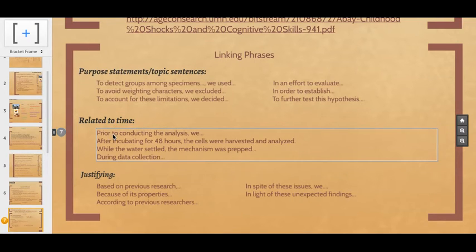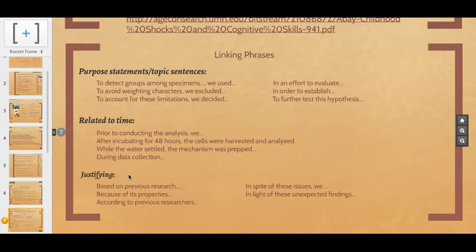Related to time, so you can use time as an organizational pattern. So use "prior to conducting the analysis," and then "after we did this." So you can use prior, after, while. "While doing this, the mechanism was prepped," right? So this is the procedure using the passive voice. And "during data collection, we were..." "During data collection, this occurred." You can talk about what things went wrong in your research, what things went well, and you should use time to kind of, with procedures especially, time is a really useful way to organize your ideas.